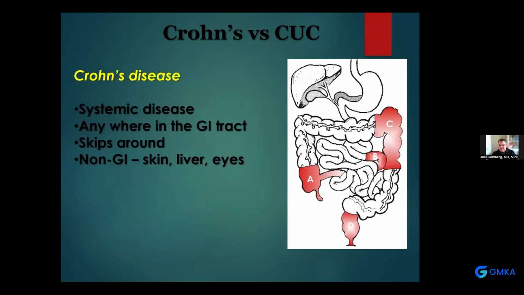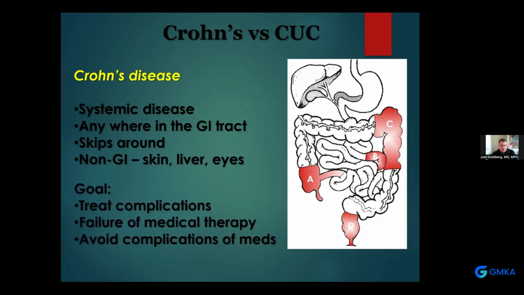As I talked about, it's systemic. It can be anywhere in the GI tract, and it skips around. There are also effects on the liver, eyes, skin, and other areas. But as you can see, here are some areas. The common patterns are: A is ileocolic, B is small intestine, C is colon only, and D is rectum and anus. The goal for Crohn's disease, as we mentioned last time, is to treat the complications, failure of medications, and to prevent complications of the medicines, which are things like steroids and some of the biologics.